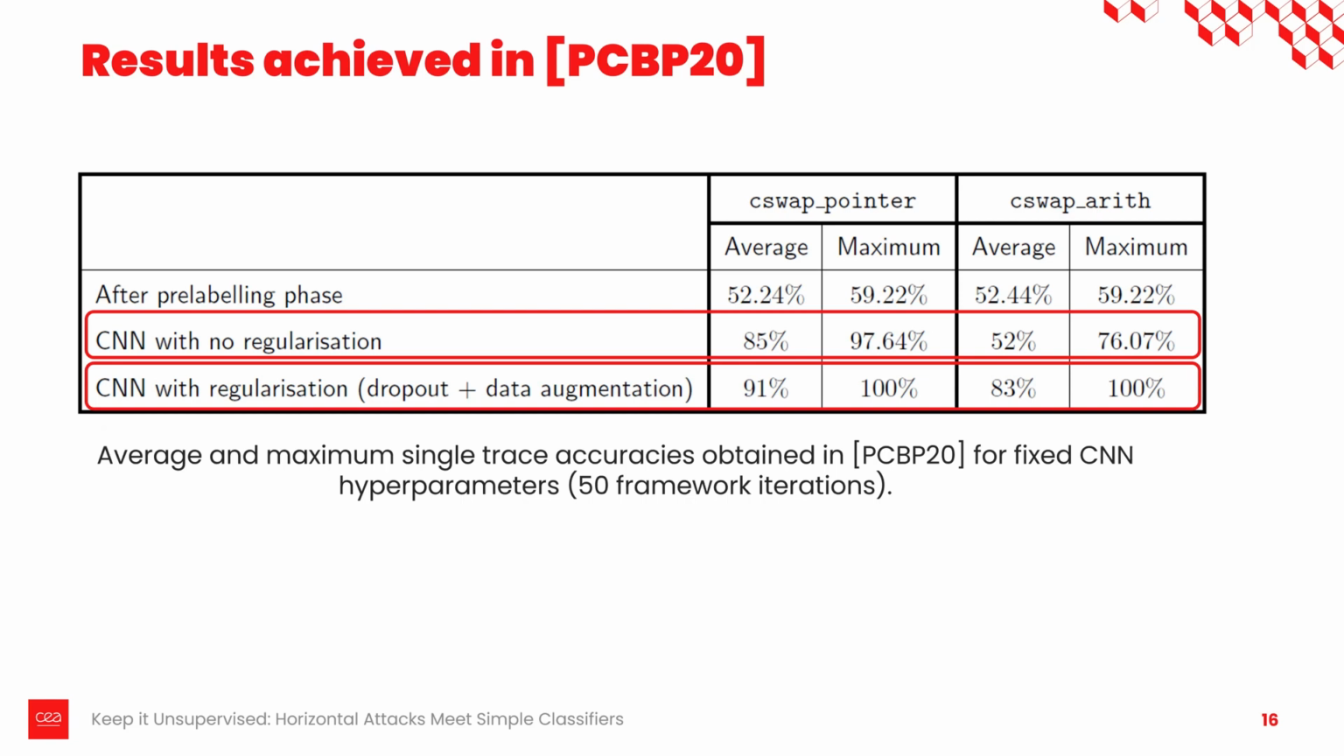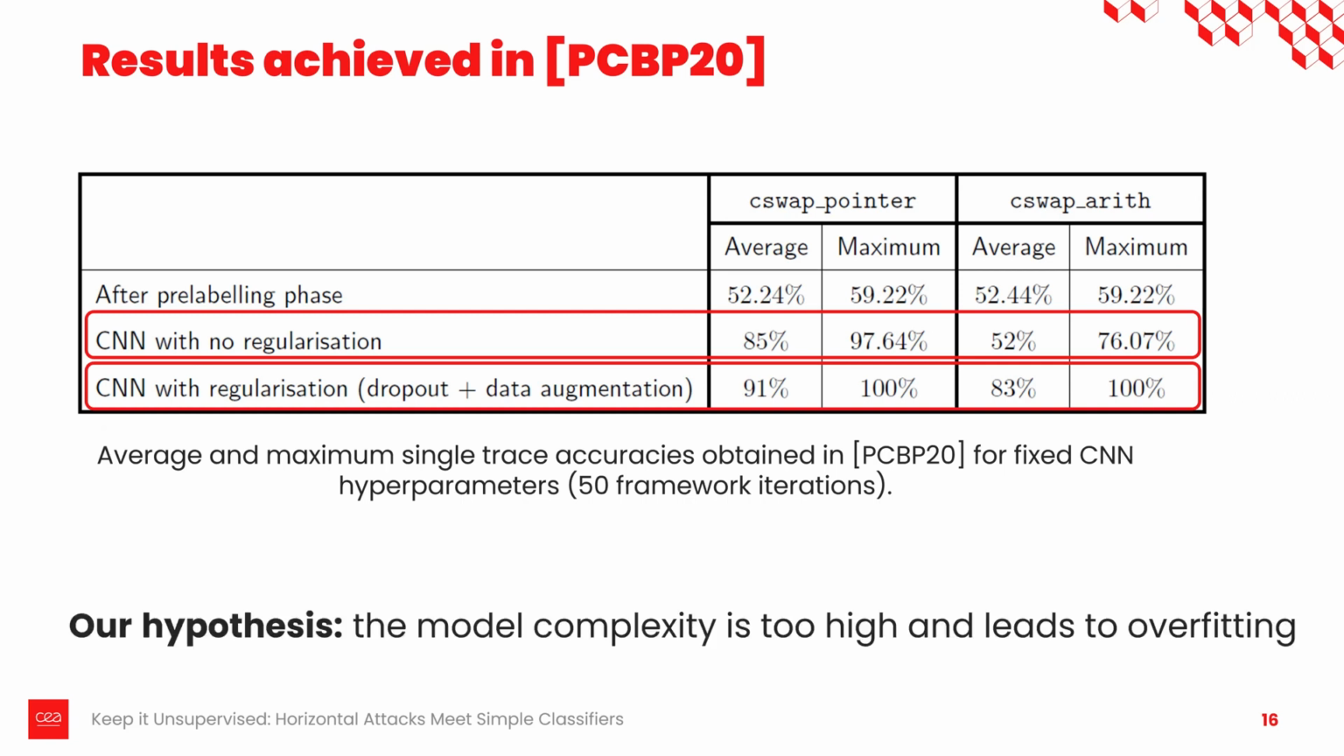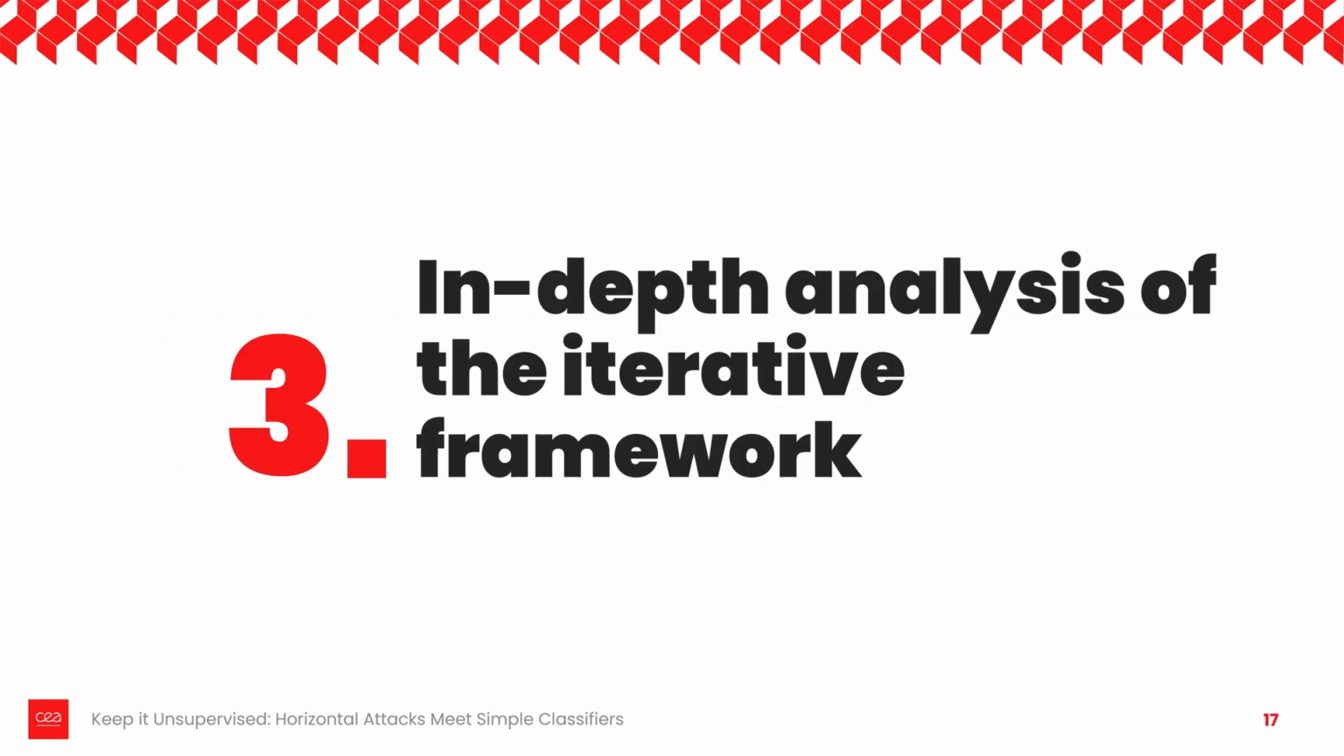So now we wonder why results rose that much by applying regularization techniques. So to us, this question was the first clue of a problem in the proposed strategy. So probably the proposed model was too complex, leading to overfitting.